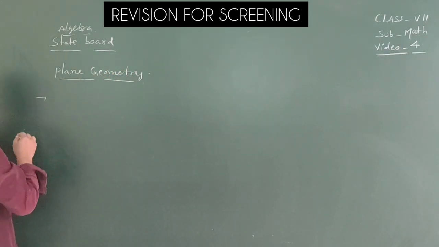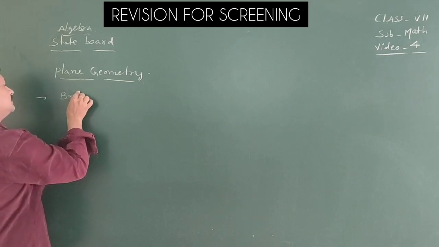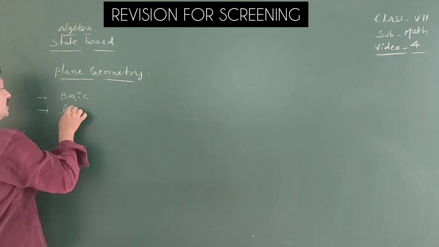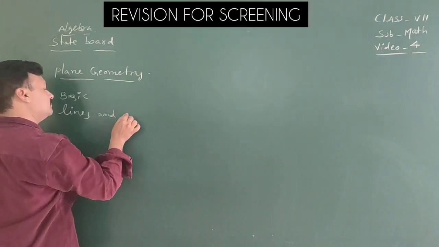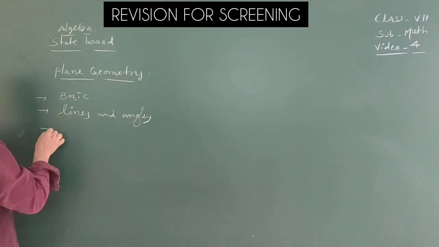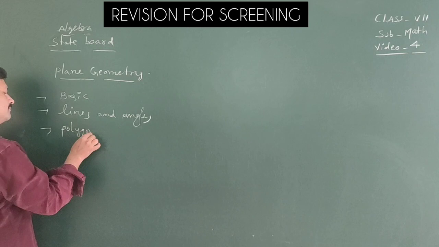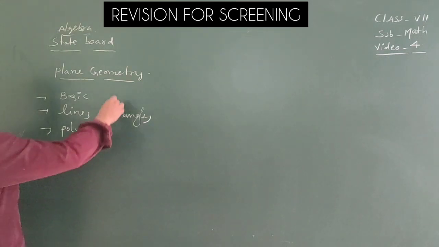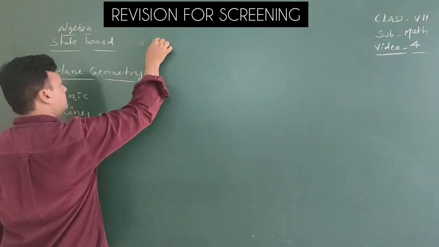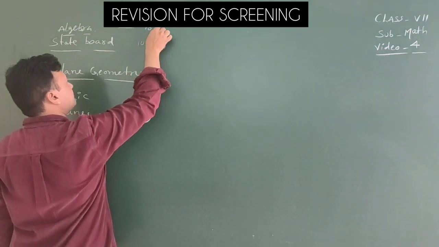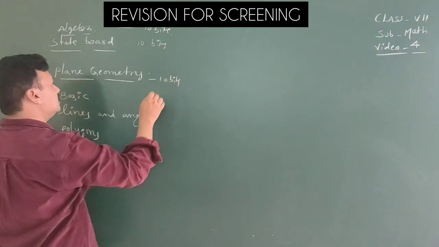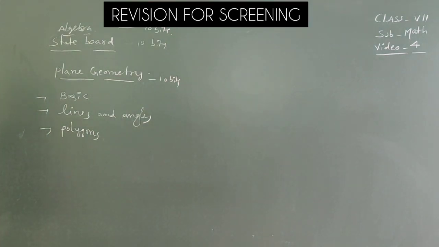In plane geometry: basic geometrical concepts, lines and angles, then polygons. From state board, 10 bits are new. From algebra, 10 bits. And from geometry also, 10 bits are new. In total, 30 bits, mains model.